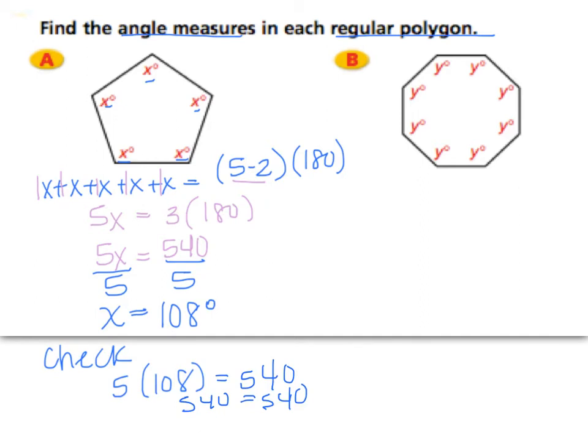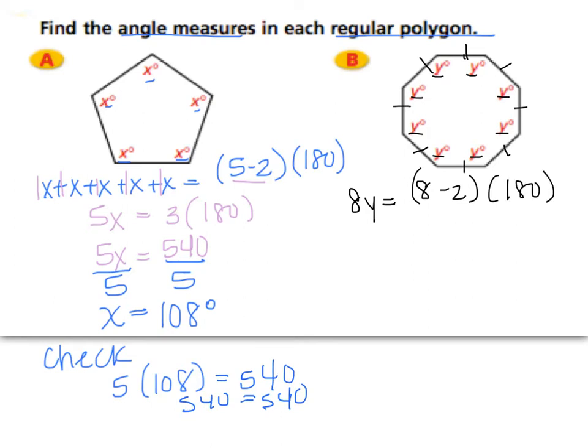So what you should have done is noticed that there are 1, 2, 3, 4, 5, 6, 7, 8 y's. So we could have done 8y equals, now the number of sides we have are 1, 2, 3, 4, 5, 6, 7, 8. We have 8 sides, so we need to do 8 minus 2 times 180.